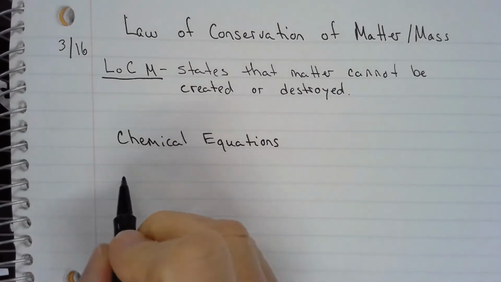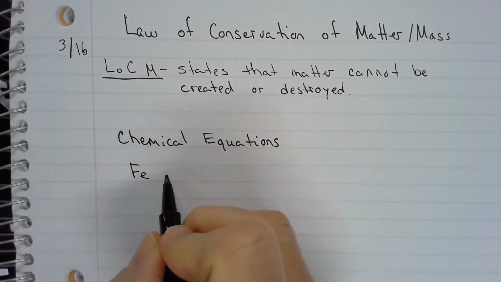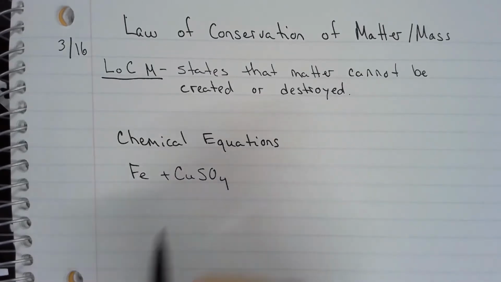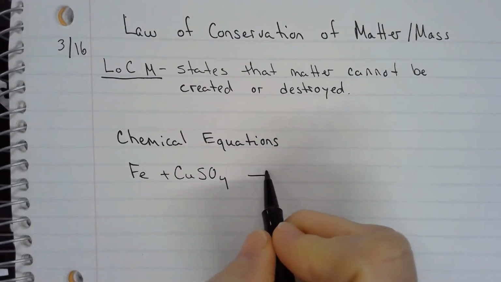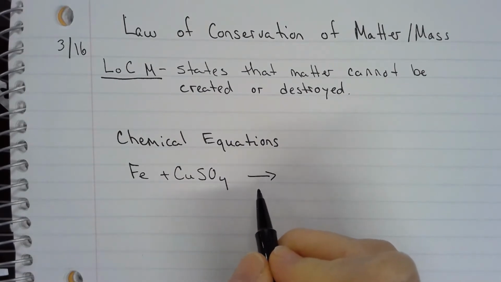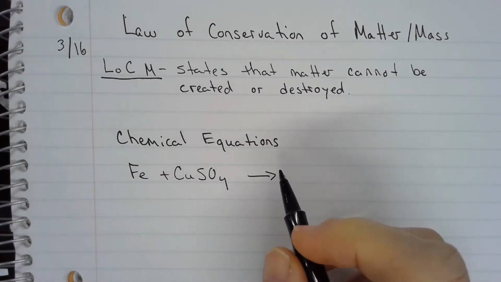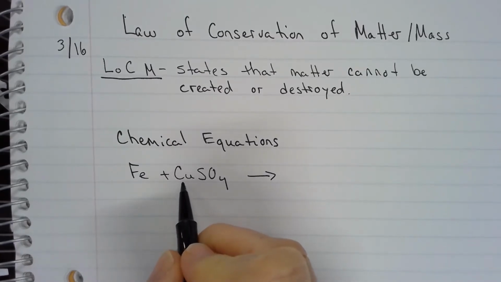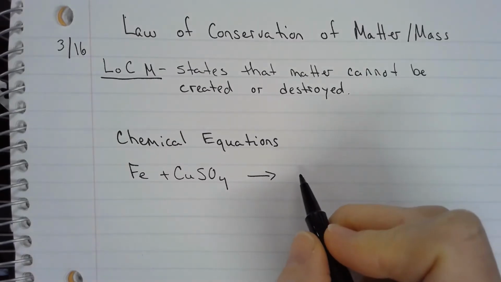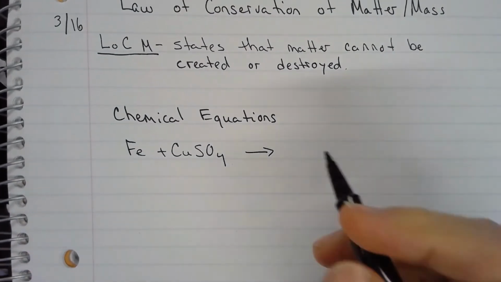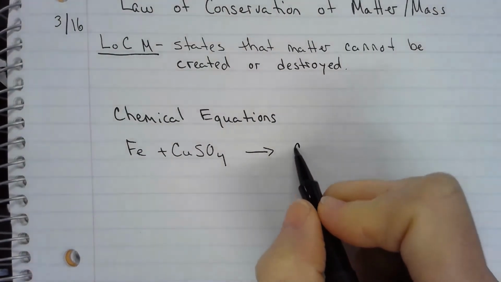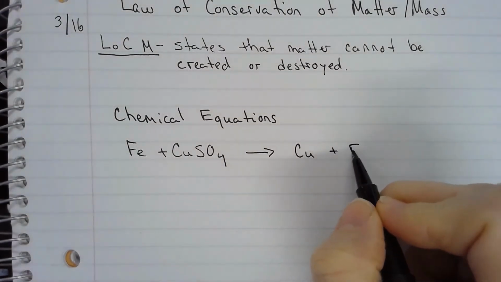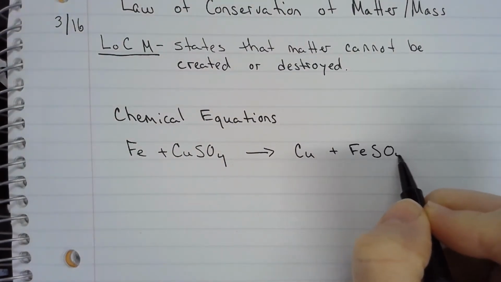So let's do the iron plus the copper sulfate, and we mix those two together, and it yielded. This yield sign means a chemical reaction took place, and this was a substitution. What happened? The Fe and the Cu, the iron and the copper, switched places. What it yielded is copper, little things floating around, plus iron sulfate.